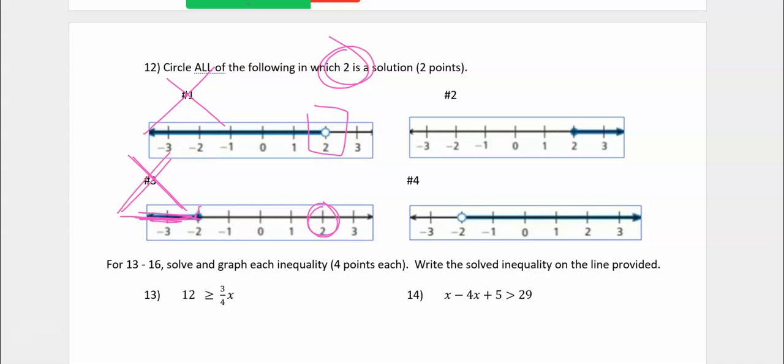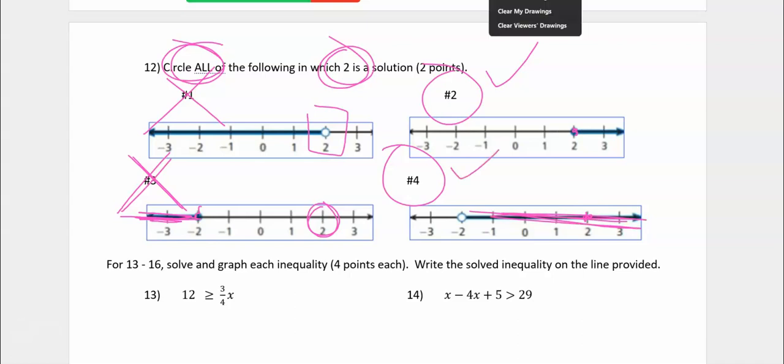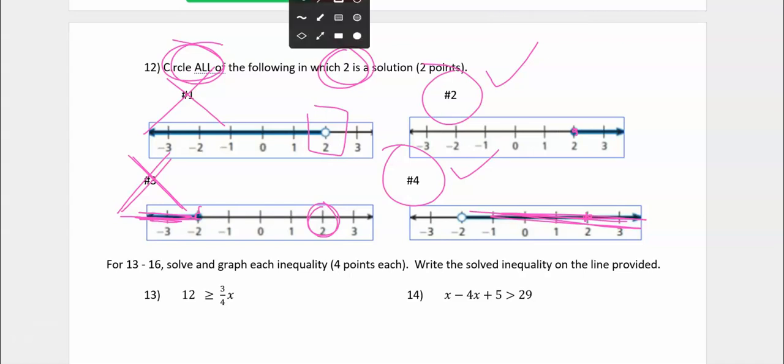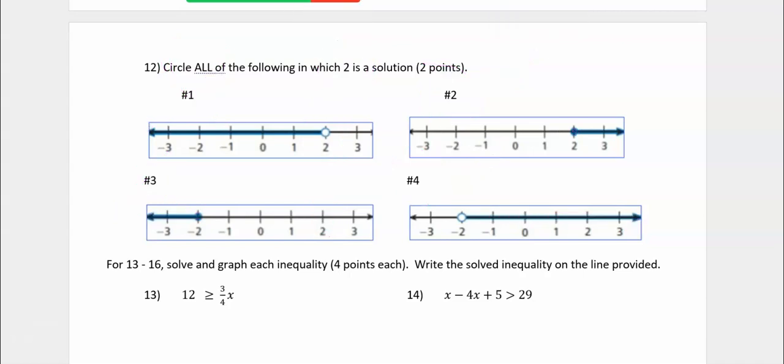On the other 2, read the directions, you can circle all of them that work. Both of these work. Look why. On number 2, we have a closed circle over 2. When you shade over it, that means it works. So that one's good. And then here's 2 right here, which the shading covers. So that one's good. 2 answers. All right, let's clear that out.